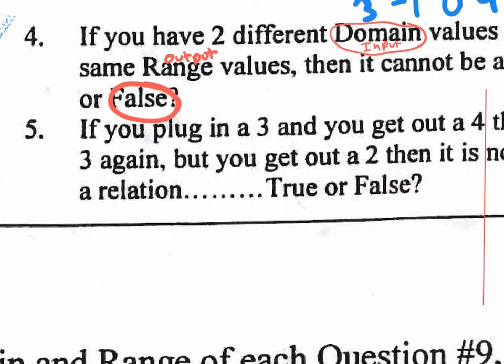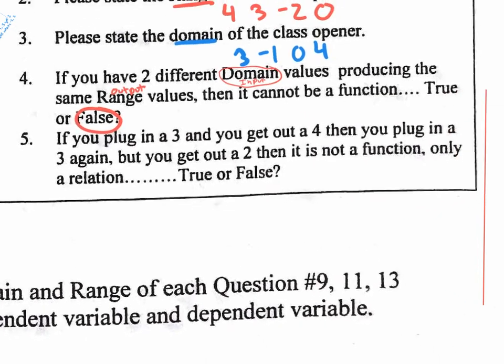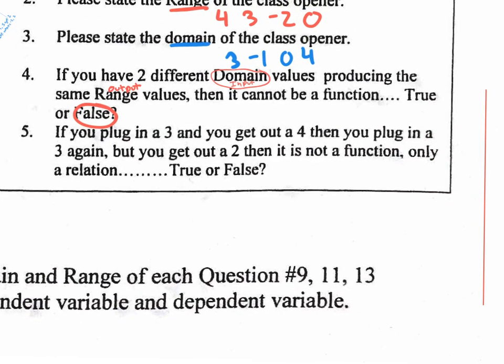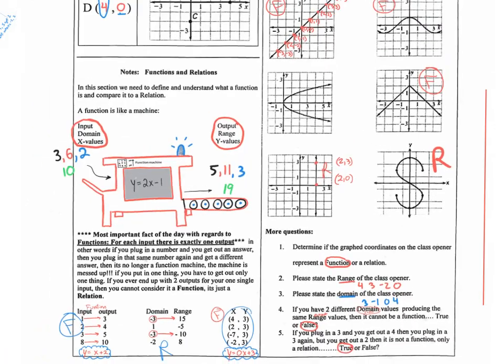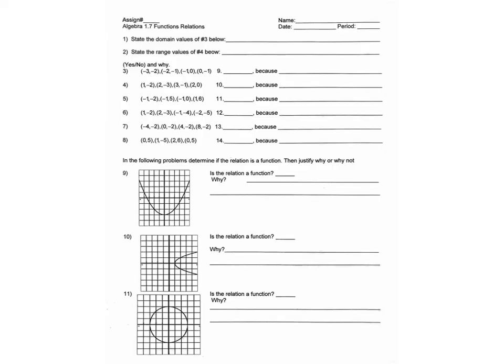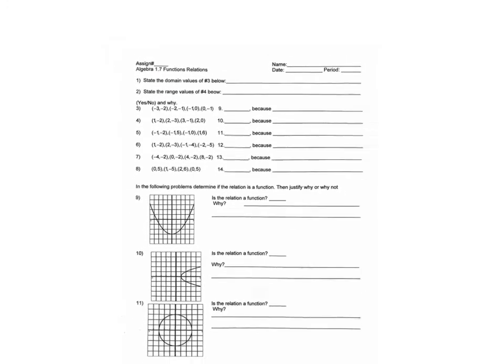Number 5, if you plug in a 3 and you get out a 4, then you plug in a 3 again, but you get out a 2, then it's not a function, it's only a relation. True or false? True. Good. So we are going to have a homework assignment based on this stuff. Here it is. But we're not going to do this in this video. It's already way too long.